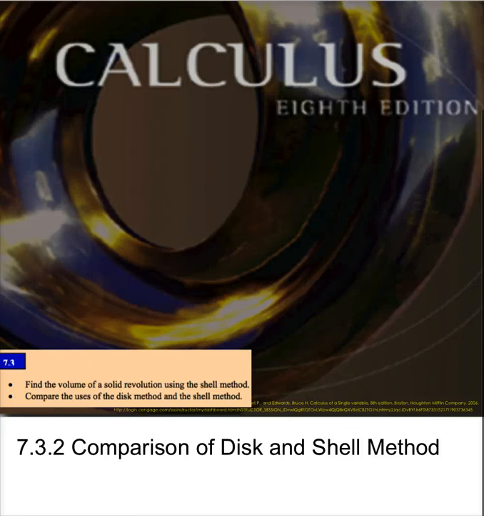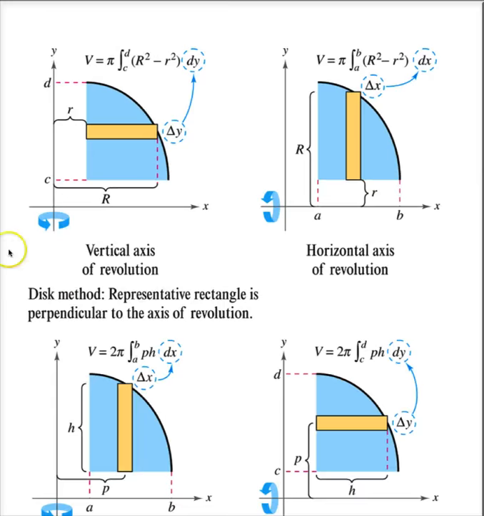Now, sometimes you can use the shell method and sometimes you can use the disk method. I want to show you a direct comparison of them at the moment. For the disk method, your representative rectangle is always perpendicular to your axis of revolution. So in this case right here, I have horizontal rectangles and I have delta y, and you see this representative rectangle is perpendicular to the axis of rotation, while here I have vertical rectangles and they're perpendicular to this axis of rotation.